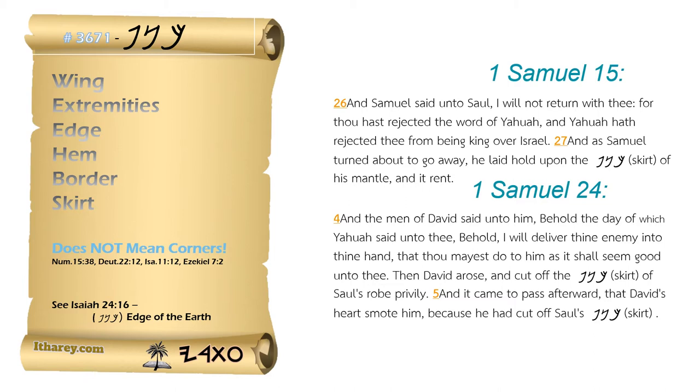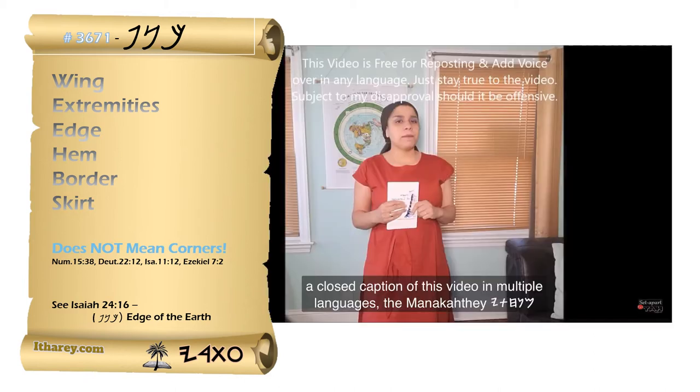It means the hem, the extremity, or the skirt, basically the far bottom. And these symbols are communicating the far bottom. It's communicating wing, but how is it related to the Manakahthey language? Well, the Manakahthey language is demonstrated using hand signs. And I've already done this video, so I'm going to play that video. And this is the video. I'm going to play it.